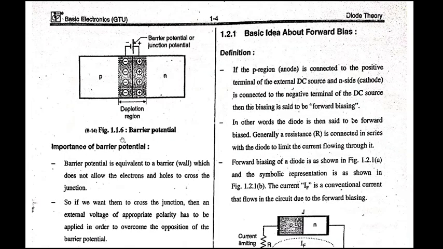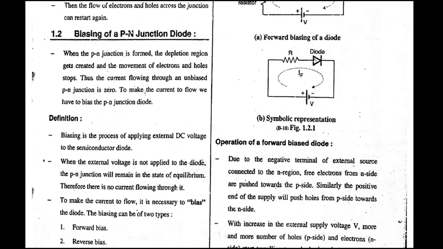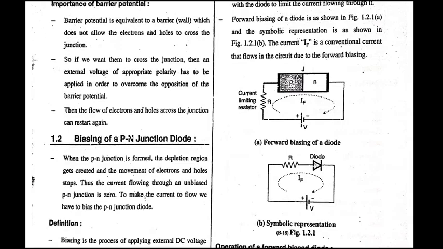1.1 इंट्रोडक्शन का मैं पढ़ा चुका हूँ, 1.2 से स्टार्ट करेंगे। Biasing of PN junction diode means, when we are connecting a PN junction diode to a battery it is biased, means उसको हम unbiased नहीं कह सकते हम। Now it is a biased diode. It can be of two types, forward or reverse bias.